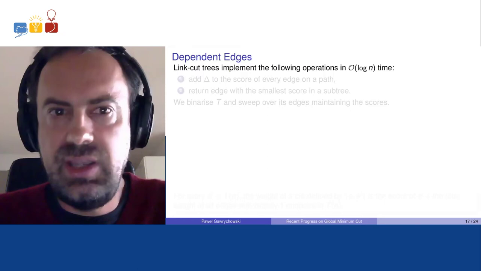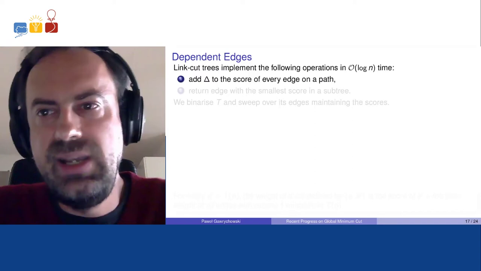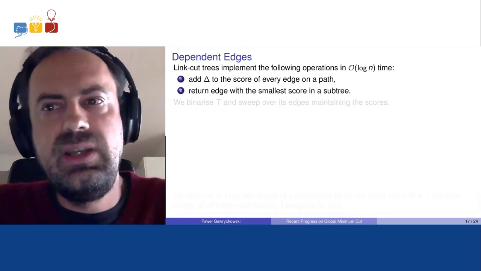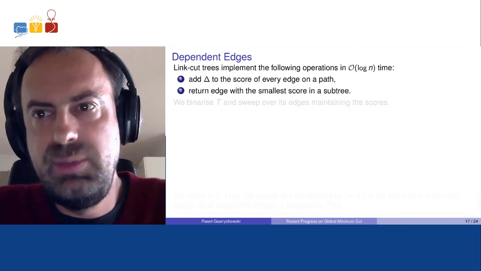One operation is that we want to add delta to all scores on a path. So we specify two endpoints and we want to increase the score by delta. Delta could be negative, so sometimes we add, sometimes we subtract. And the query is that given a node, given a subtree, you want to find the edge with the smallest current score in this subtree. Those are the two operations. You can implement them with link-cut trees in log n time, but also other ways could implement this in log n time. But link-cut trees are maybe the easiest to describe.